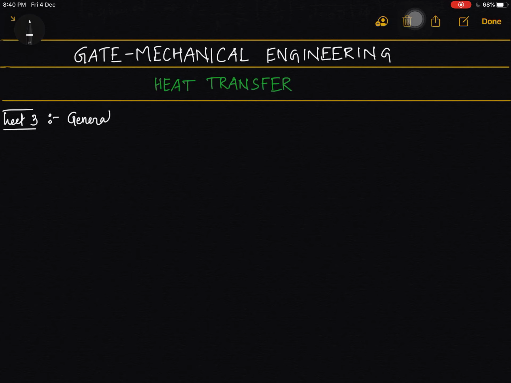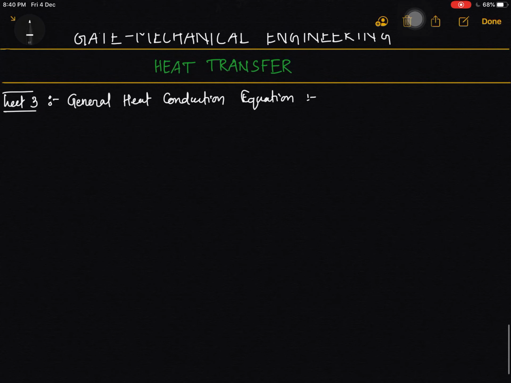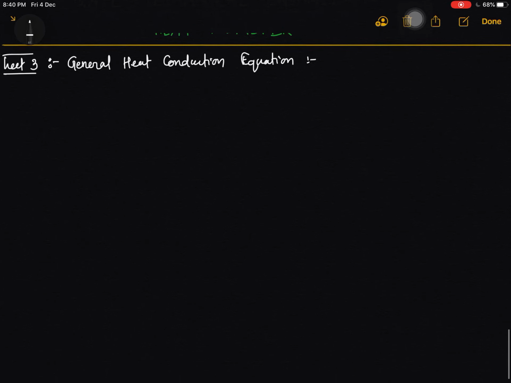So today we will be dealing with the General Heat Conduction Equation. The General Heat Conduction Equation is nothing but an energy balance on a body or a system through which the heat is transferred by conduction.